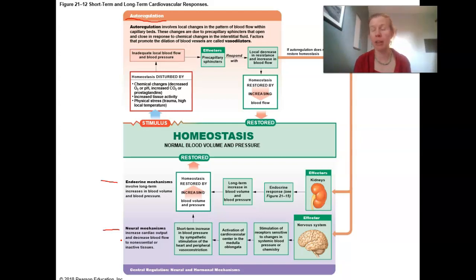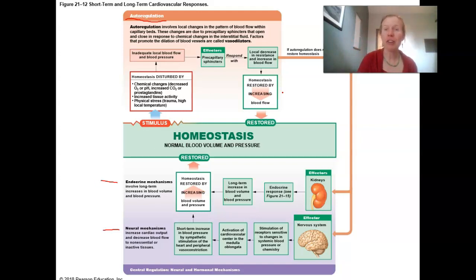Also, under autoregulation, you could think about even what we saw in hemostasis, right? Little chemical mediators being released from platelets, causing vasoconstriction, or the damaged endothelium causing vasoconstriction. That would be an example of autoregulation. We're changing it right there.